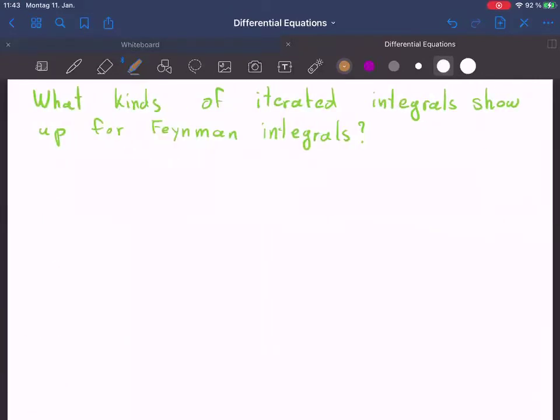Okay, questions about the iterated integrals?